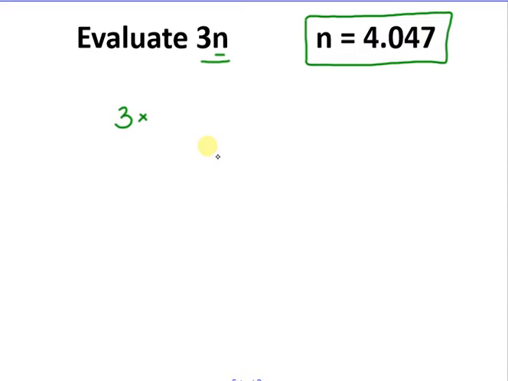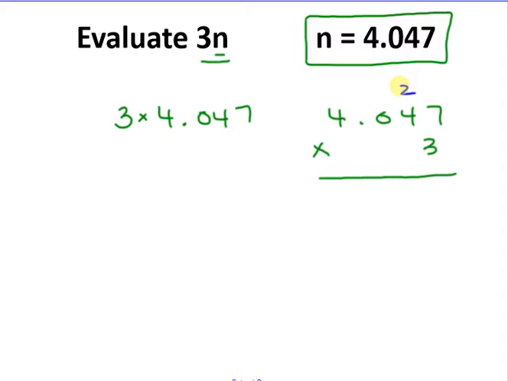So what is 3 times 4.047? Okay, so let's go ahead and multiply that out. I'm going to put the 4.047 on the top because I like to do that when I have more digits. Times 3.